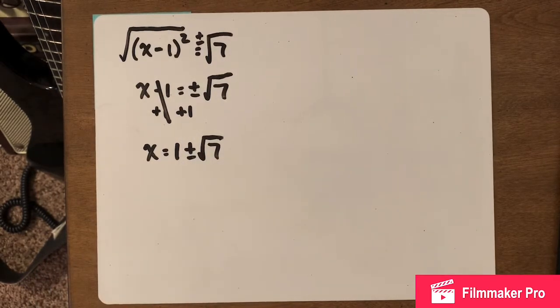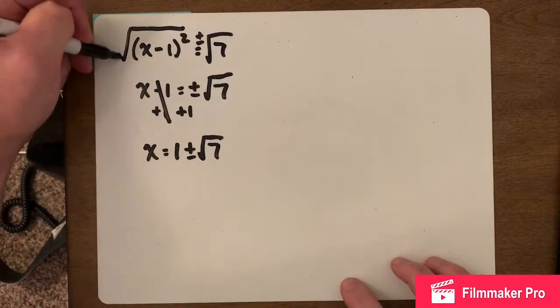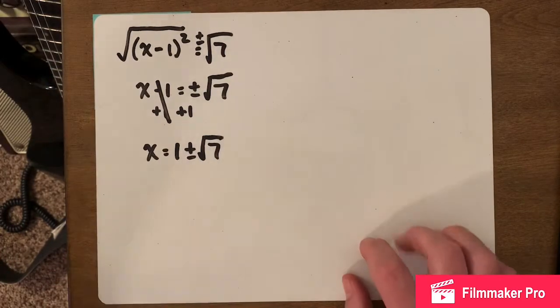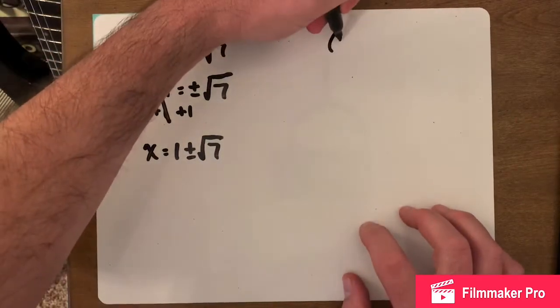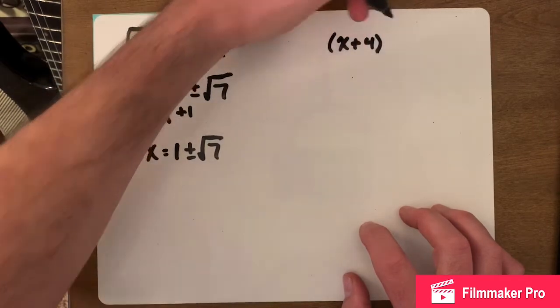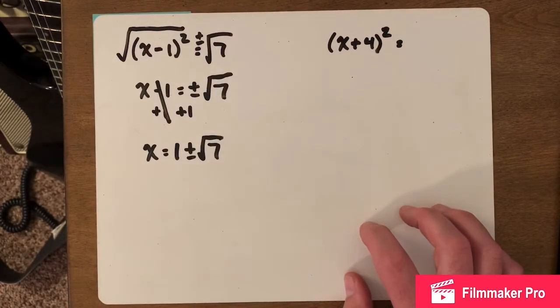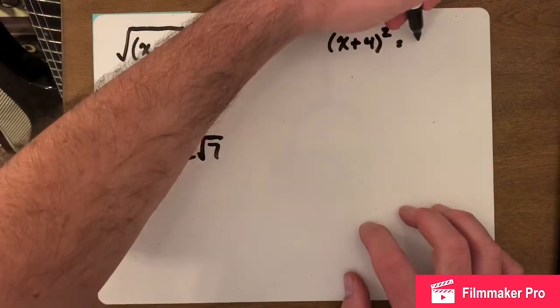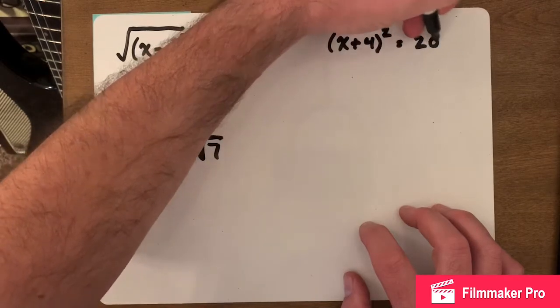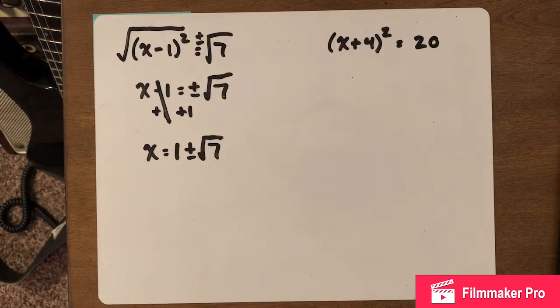All right. So let's do another one now that might have the same kind of issue here, but we might have to simplify the square root. So let's do this time, let's get x, I don't know, plus 4, and then squared equals, and this time we're going to do, how about 20? Okay. Again, 20 is not a perfect square at all.